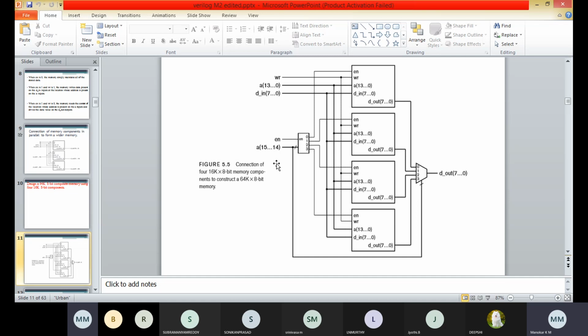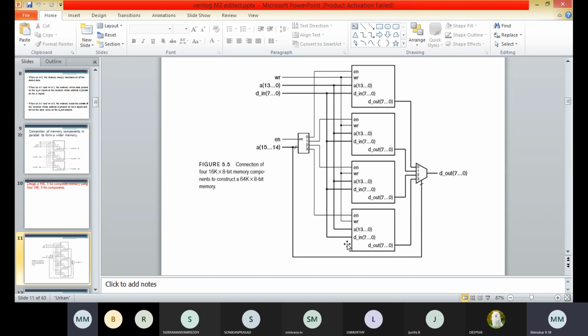Here we use memory components with tri-state data outputs to construct a larger memory. We can omit the output multiplier shown in this figure. This is the output multiplier. Instead, we simply connect the data outputs of the memory components together. When a read operation is performed, only the selected memory component enables its data outputs.